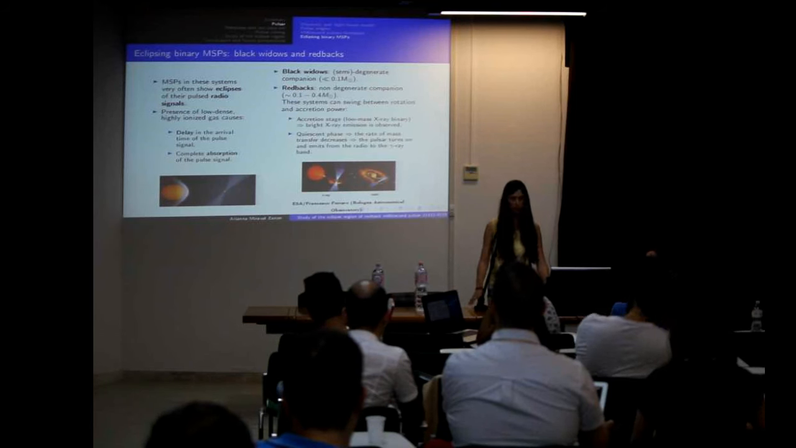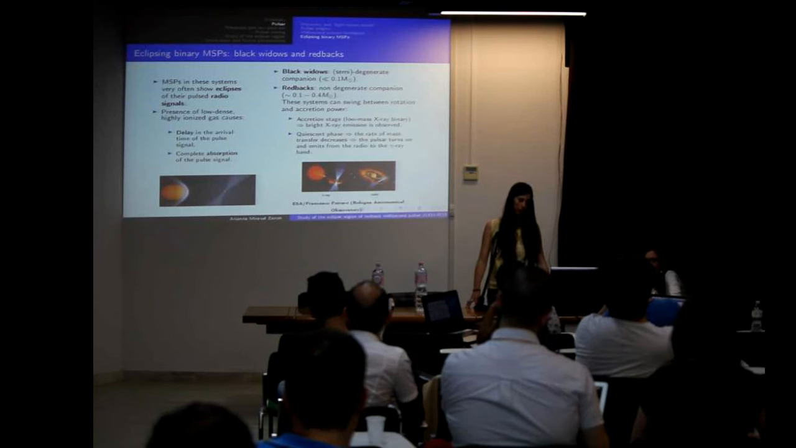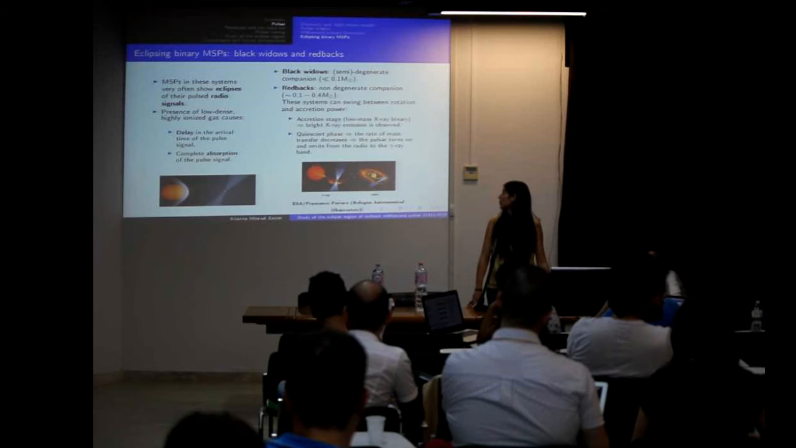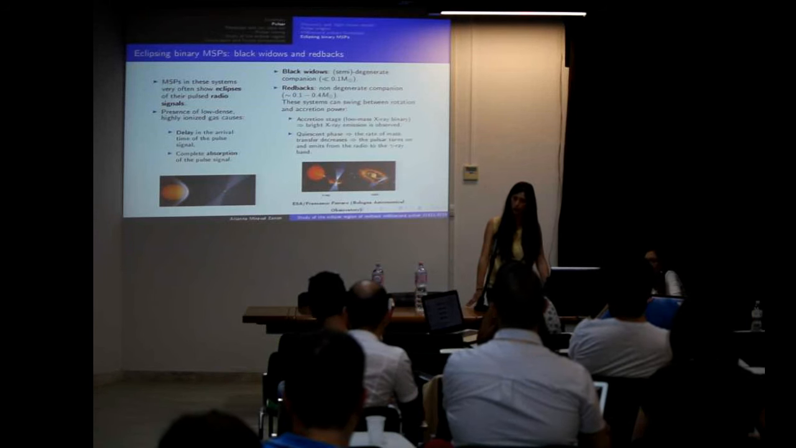We have two different systems, black widows and redback systems, named such because the pulsar is ablating the companion. Black widows have semi-degenerate companions with masses lower than 0.1 solar masses, and redback systems have non-degenerate companions with masses between 0.1 and 0.4 solar masses.